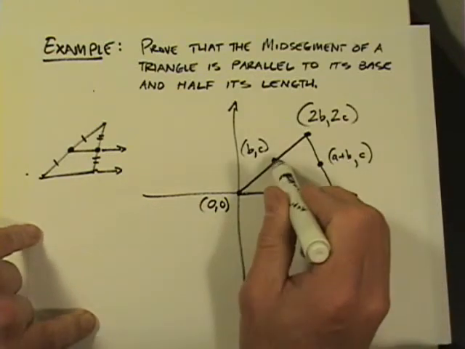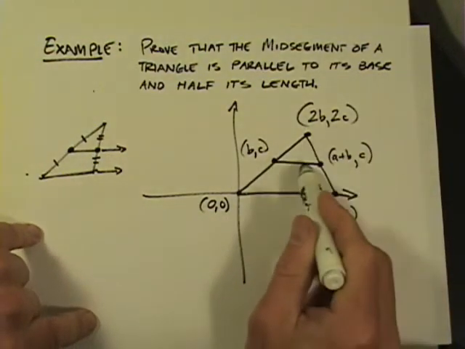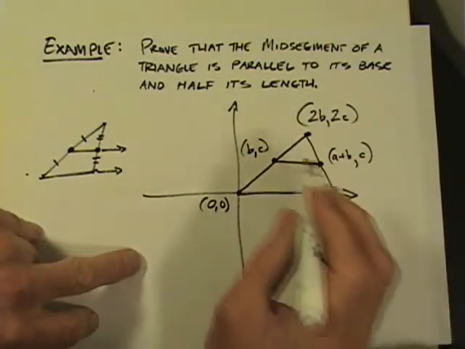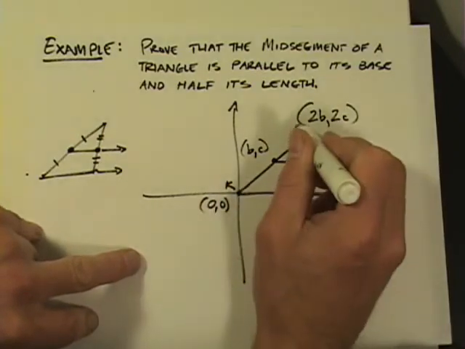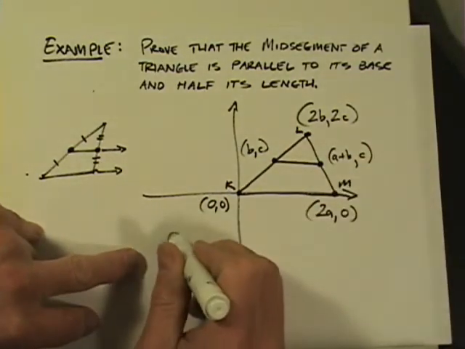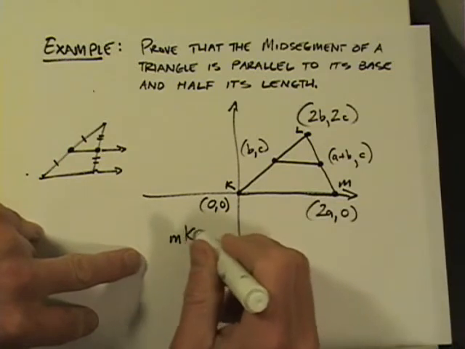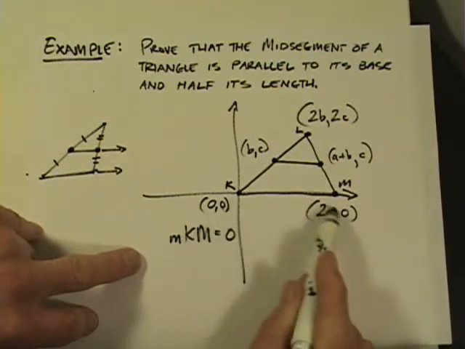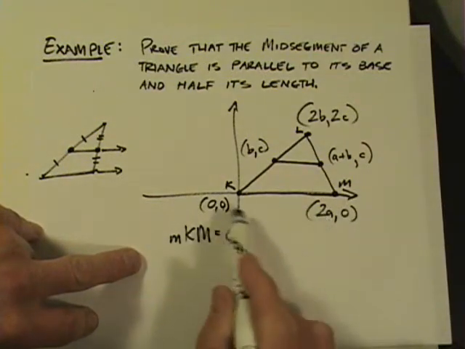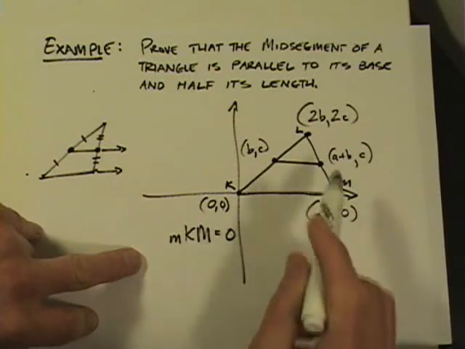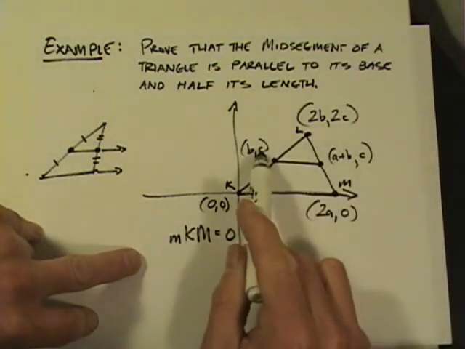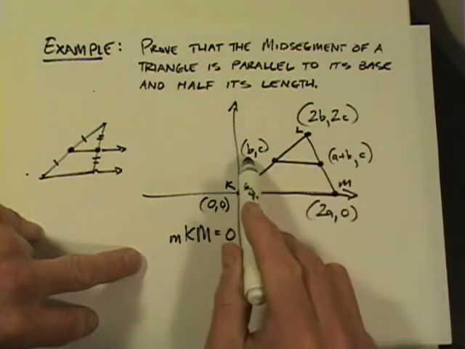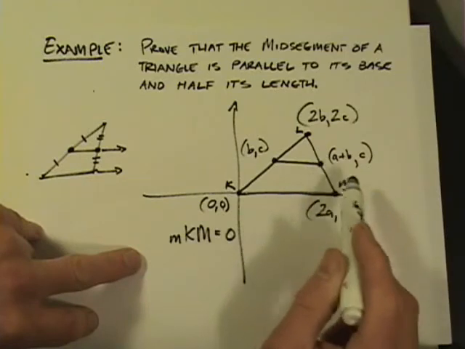Well, to prove that this line here, this mid-segment, is parallel to the bottom, we just need to point out that the slope here, if we call this K, L, and M, that the slope, m, for KM is equal to 0, because my rise is 0 and then my run is 2a. Well, 0 over 2a gives me a slope of 0. If I do the same thing here, if I do my slope formula, you'll see my rise goes from c to c, and that's also 0, and then the run is this amount here, which we'll find in a second.